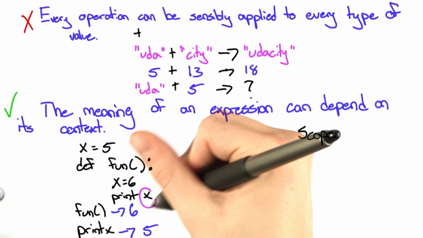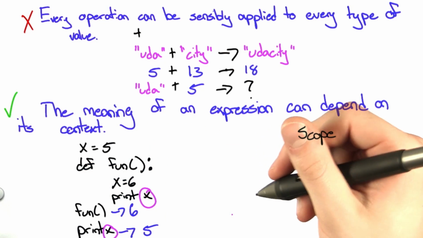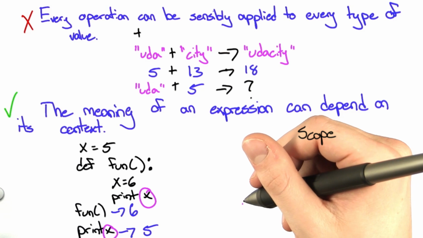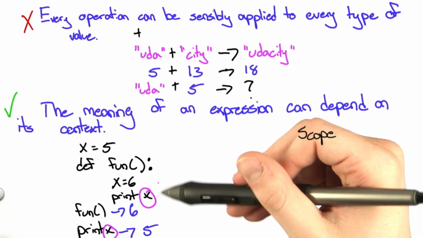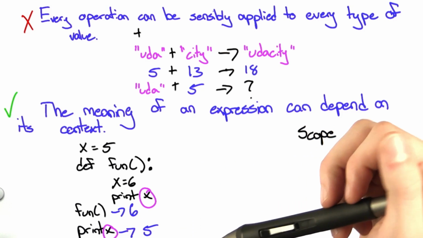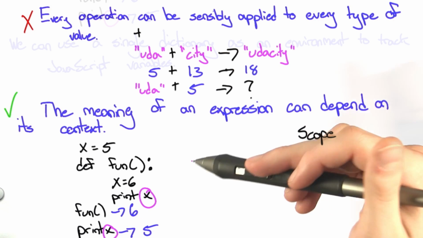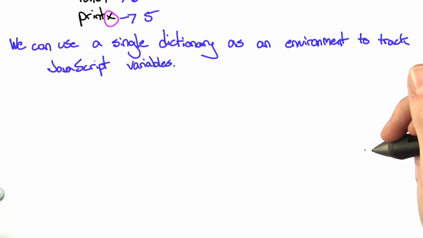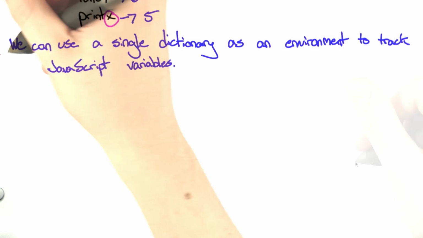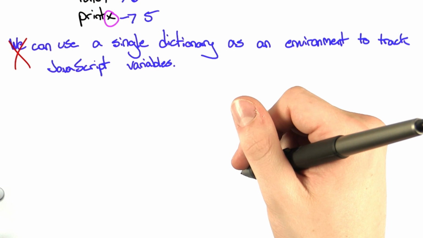This implies that x, the expression just x, can mean two different things, and its value is dependent on the context it's in, whether it's in a function or outside a function, or more precisely, the scope of x. Statement 3 reads, we can use a single dictionary as an environment to track JavaScript variables. This is false. As we saw in lecture, it's necessary to use different dictionaries for different levels of scope.